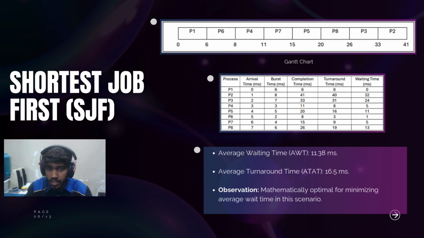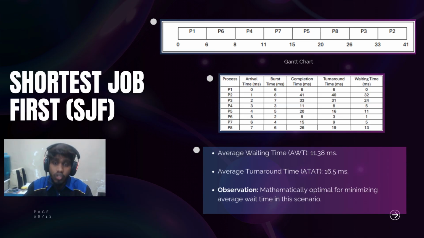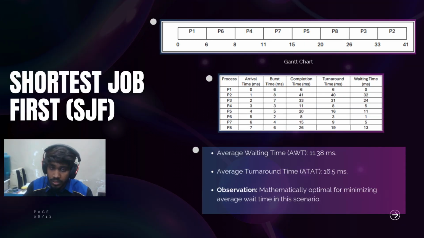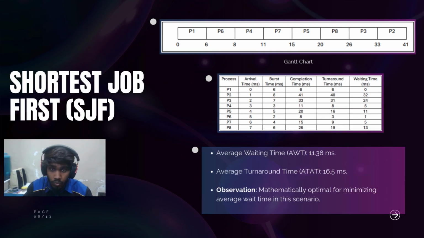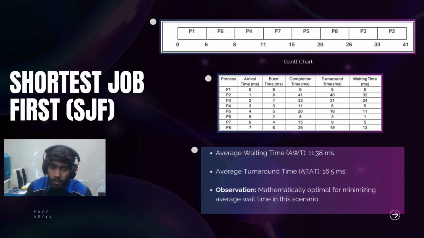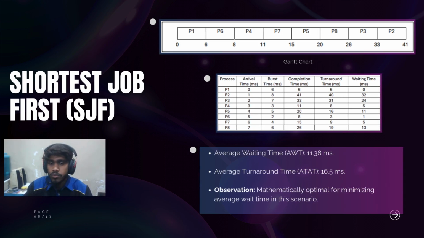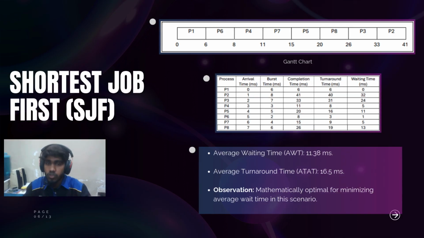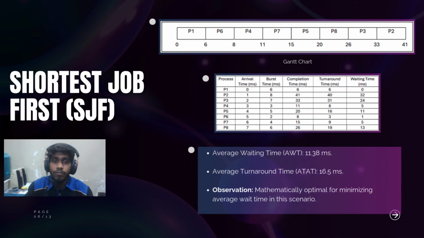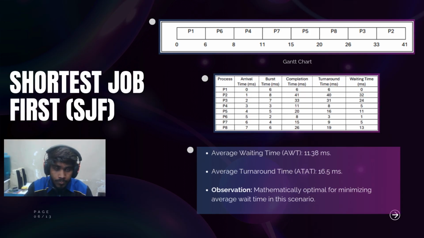As we can see in the Gantt chart that I've provided, I have started with process 1. And then we will go to the smallest process after process 1, which is process 6, which has the burst time of 2. And when we finish process 6, we go to the next smallest one, which is process 4, and so on, which is process 7, 5, 8, 3, and 2.